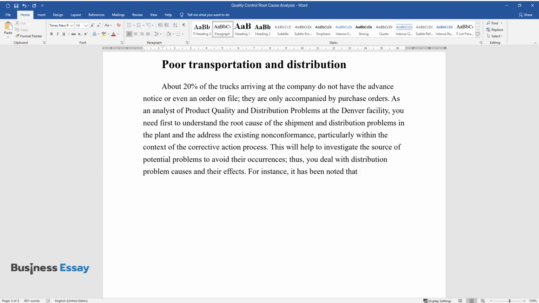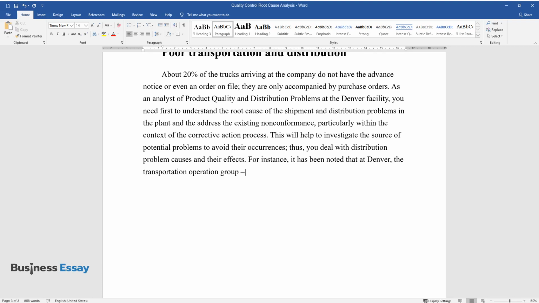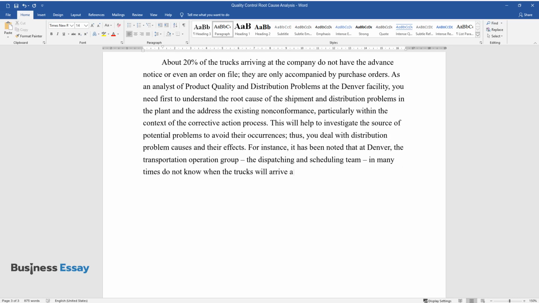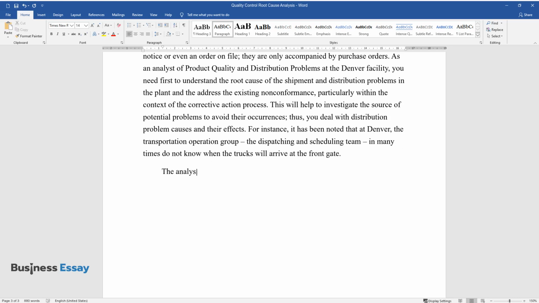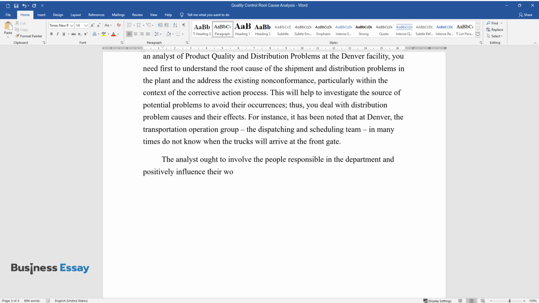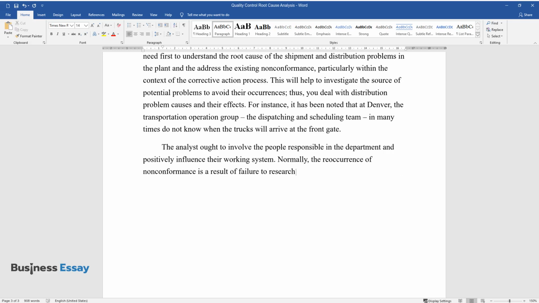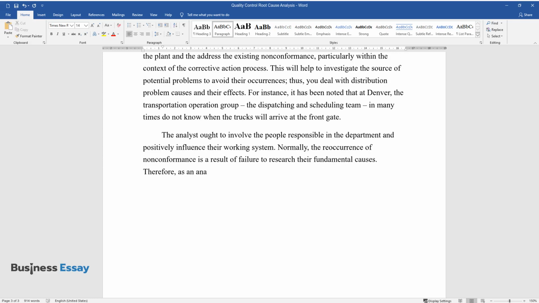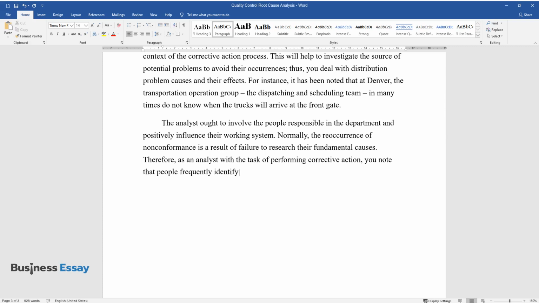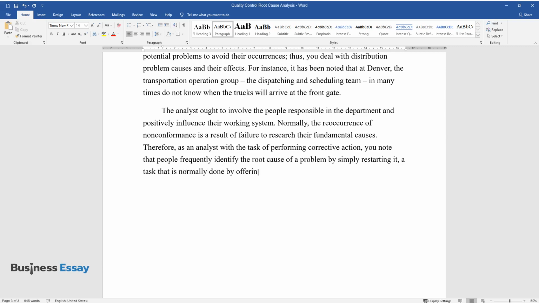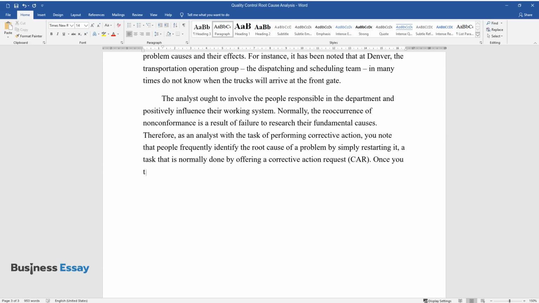For instance, it has been noted that at Denver, the Transportation Operation Group, the dispatching and scheduling team, many times do not know when the trucks will arrive at the front gate. The analyst ought to involve the people responsible in the department and positively influence their working system. Normally, the reoccurrence of nonconformance is a result of failure to research their fundamental causes. Therefore, as an analyst with the task of performing corrective action, you note that people frequently identify the root cause of a problem by simply restating it, a task that is normally done by offering a corrective action request, CAR.